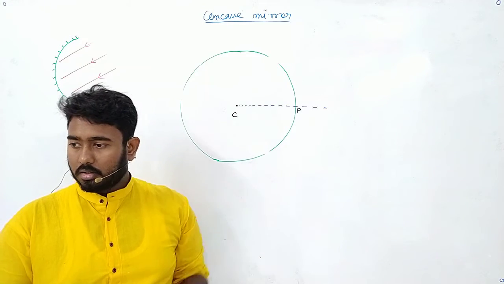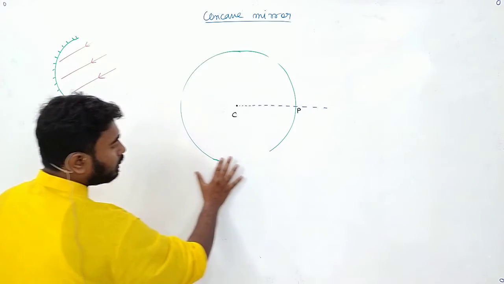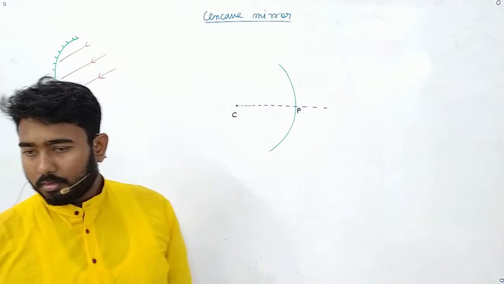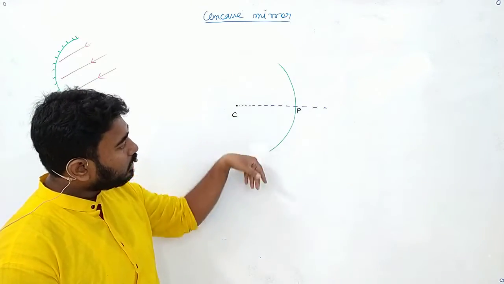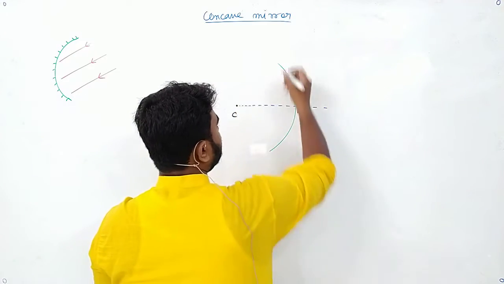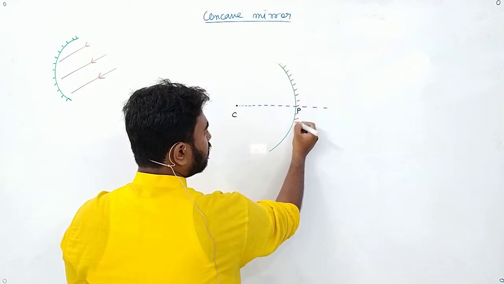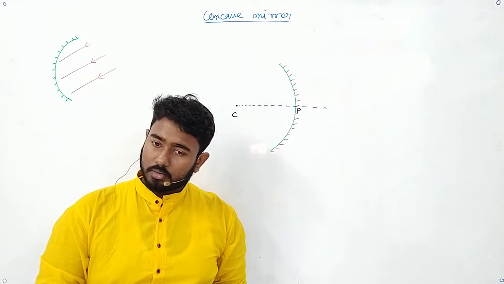So the equal distance may be the extended side. Maybe the extended side, but I am taking only up to this much. Can I take it in this way? Okay, now if I take this extended position and if I shade it from outside, can I shade it from outside like this? Yes, then this will be a concave mirror for sure.